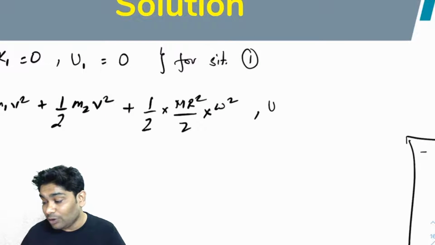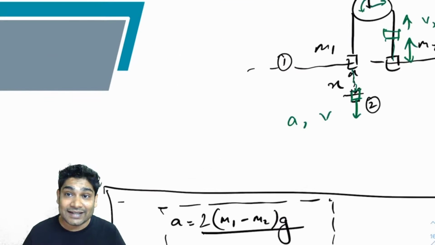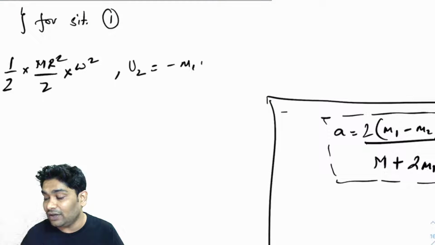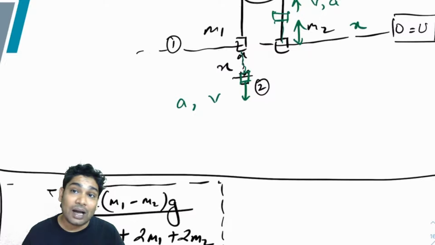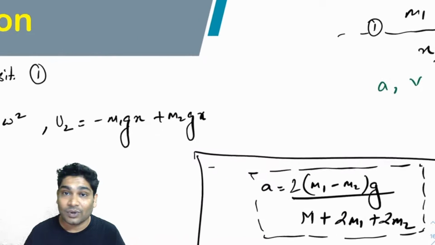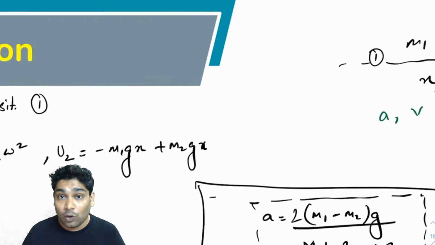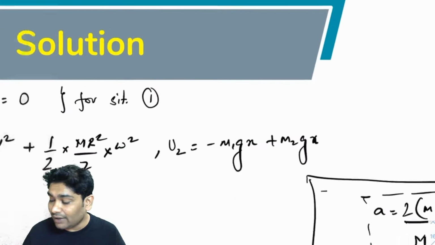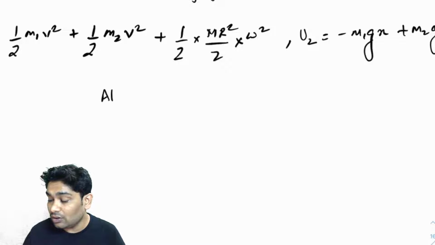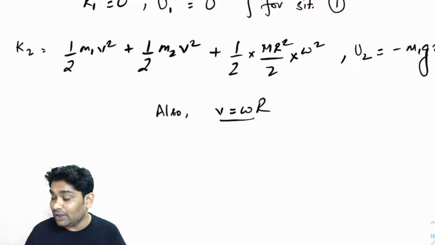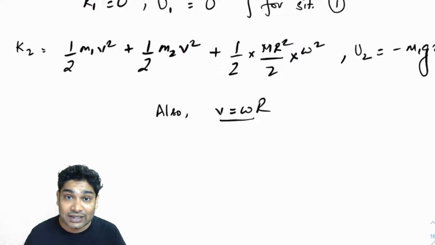Similarly, let's talk about U2. What is the potential energy in the second stage? Mass M1 has come down by x, so I can write this as minus M1 g x. M2 has gone up by x, so I can write this as plus M2 g x. And I can also write that this point would be moving with a speed v. So I can write another equation suggesting v equals omega r. Once I have these two equations, one this and all the energy expressions, I can apply energy conservation.